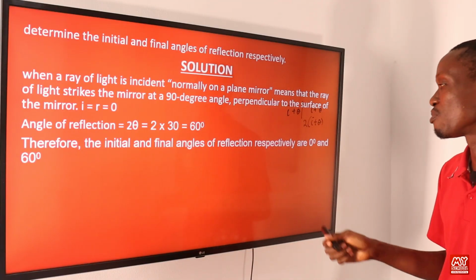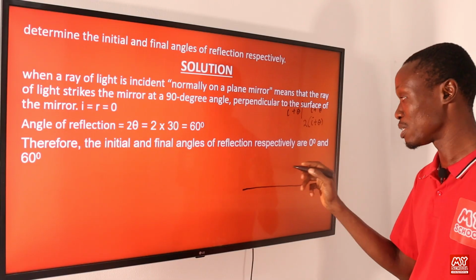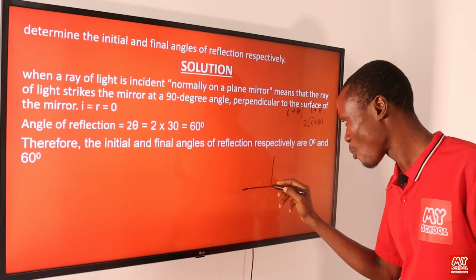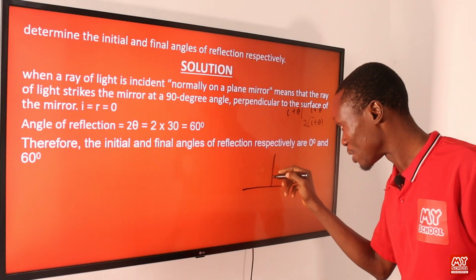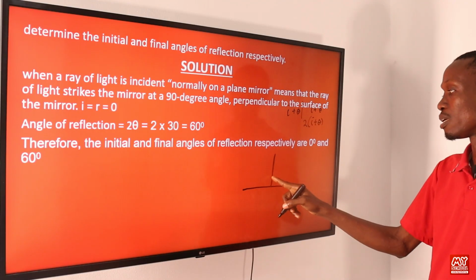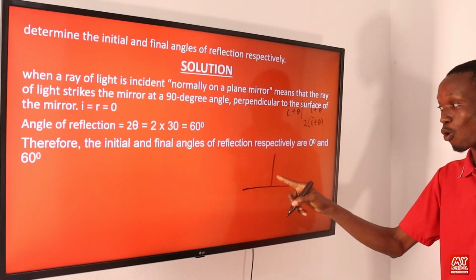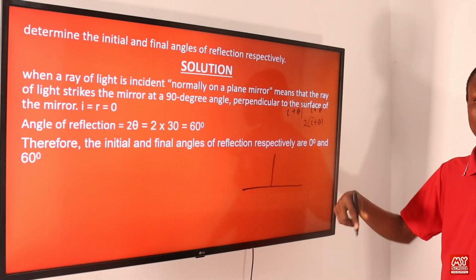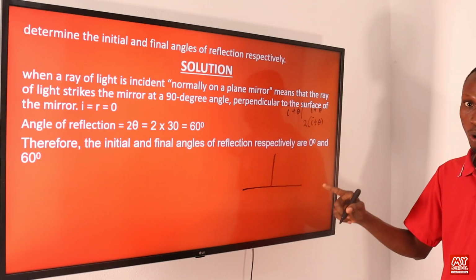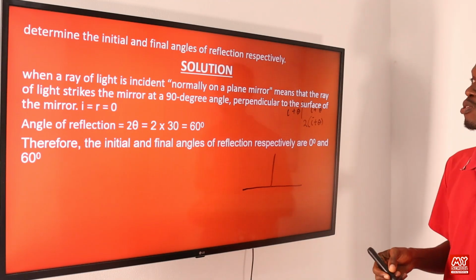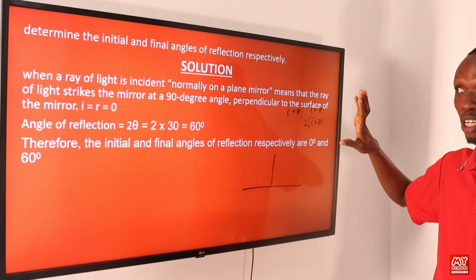So whenever a ray is incident normally on a plane mirror, it simply means that the ray and the normal are all lying perpendicular to the mirror. So in that case, the angle of incidence is going to be 0, and the angle of reflection is going to be 0. Remember the second law of reflection. Okay, so let's provide the answer to this question. This one, I just put it here so that you take note of it.